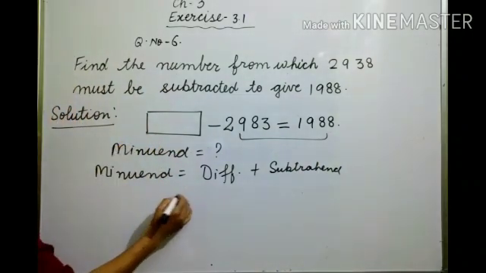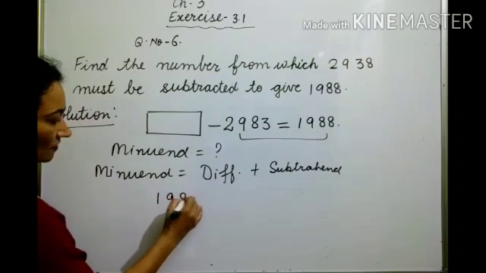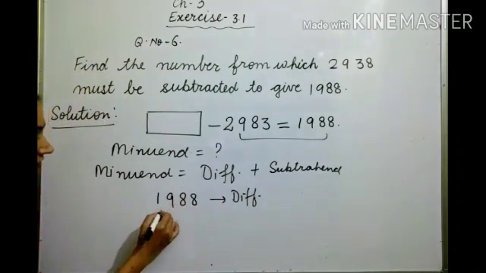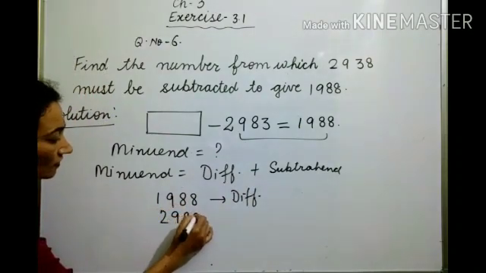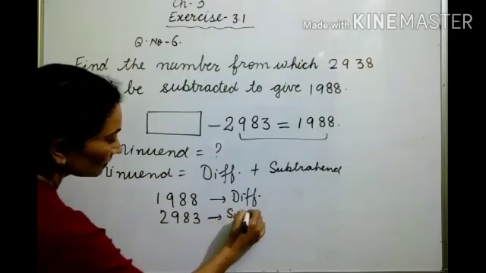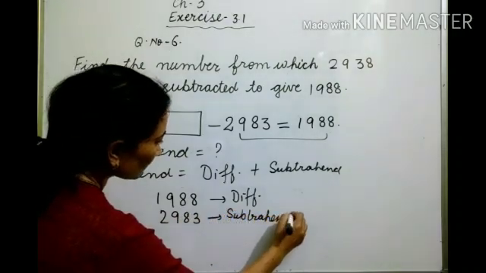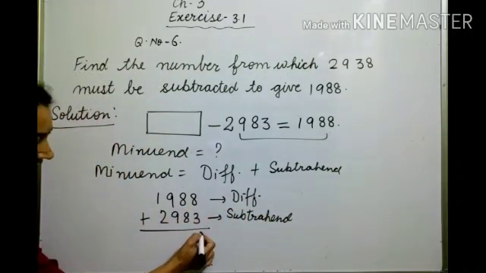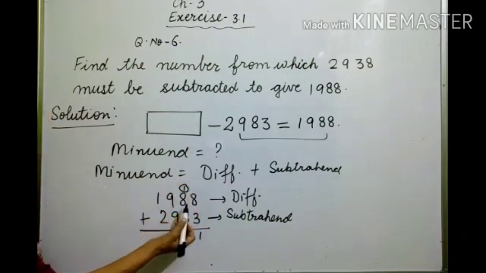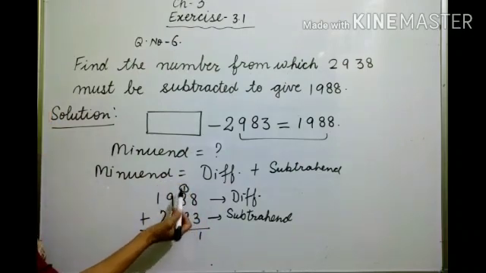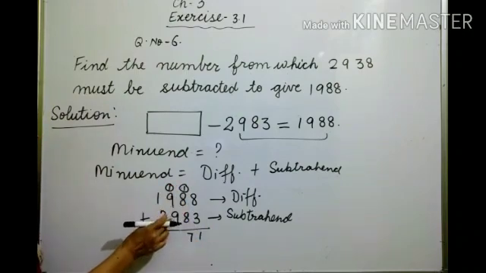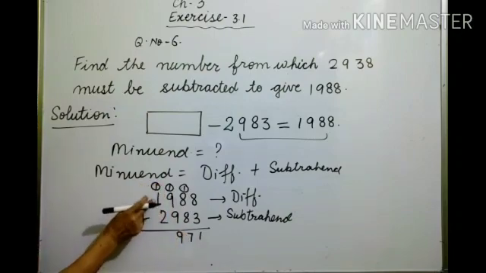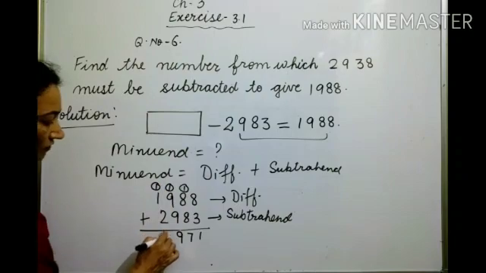So let us do addition. Write difference and write subtrahend. Now add these two numbers. 8 plus 3 is 11, 1 carry. 8 plus 8 is 16 plus 1 is 17, 1 carry. 9 plus 9 is 18 plus 1 is 19, 1 carry. 2 plus 1 is 3, 3 plus 1 is 4.